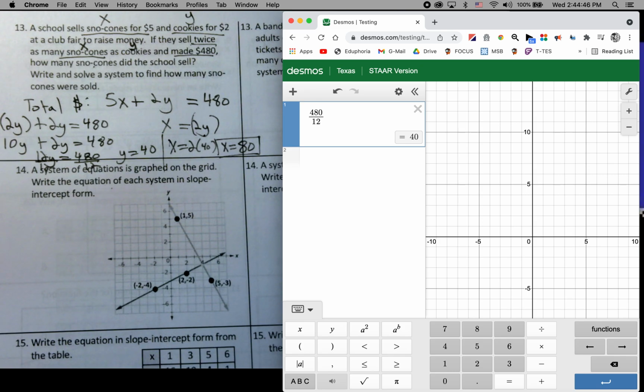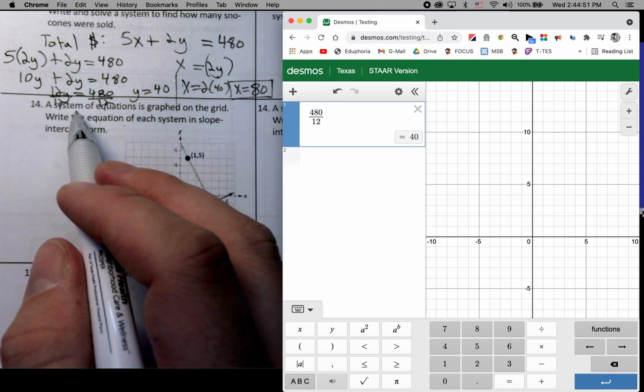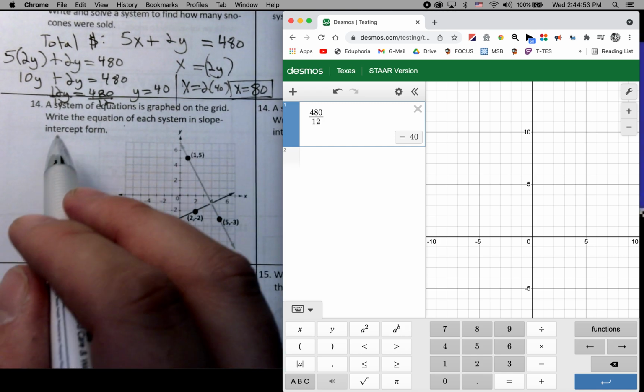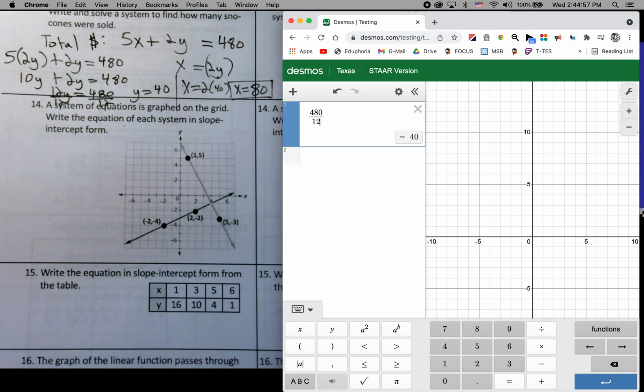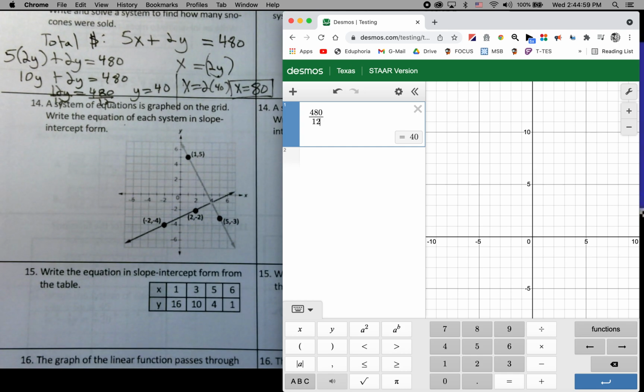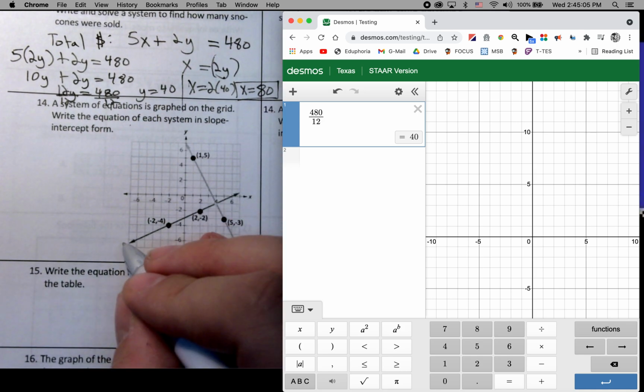All right. Number 14. A system of equations is graphed on the grid. Write the equation of each system in slope-intercept form. All right. So what we've got to do is figure out the slope and find the y-intercept of each one. Now, I'm going to focus on this dark line here first, the darker one first.